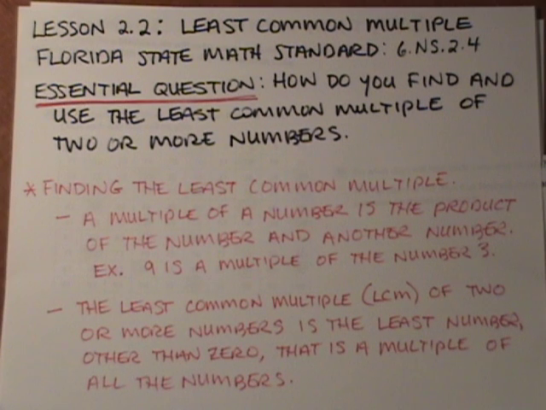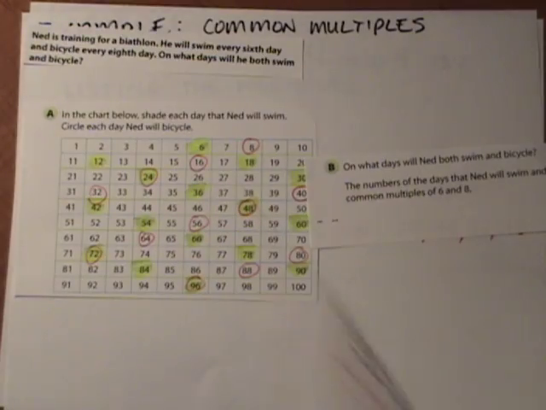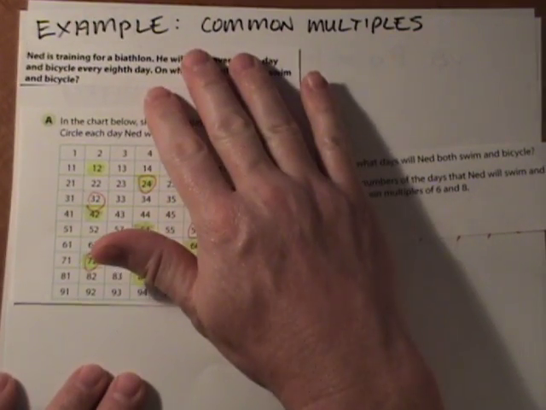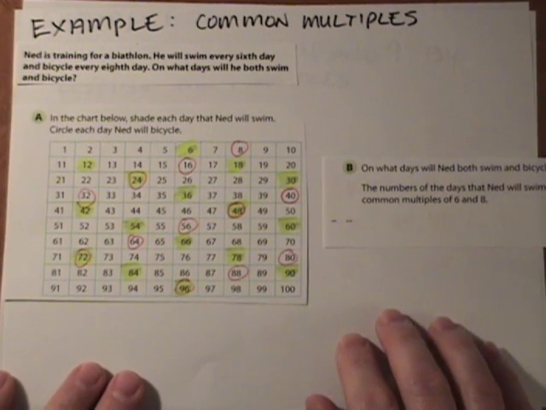The least common multiple of two or more numbers is the least number, or the smallest number other than 0, that is a multiple of all the numbers. Okay, so that's what we're trying to determine. The first thing I want to do is talk about an example where we're going to try to just list common multiples of two numbers.